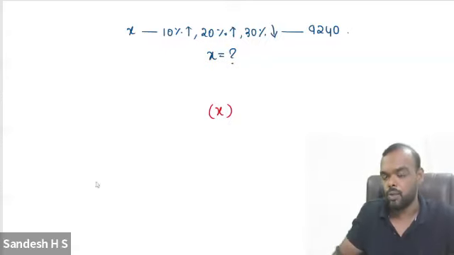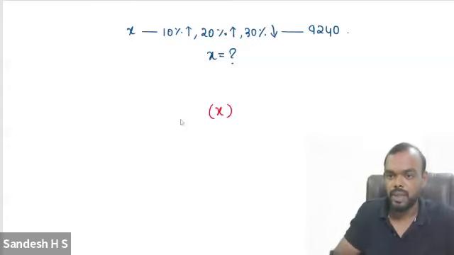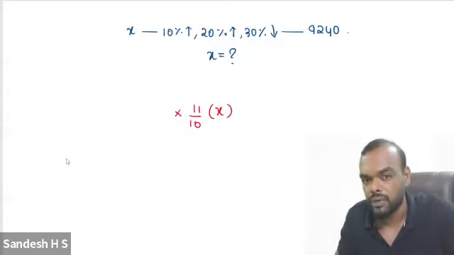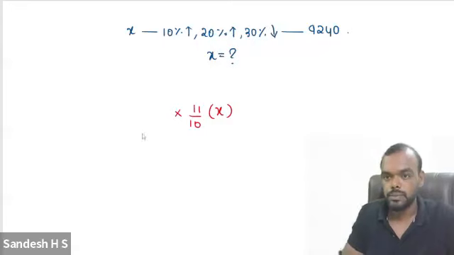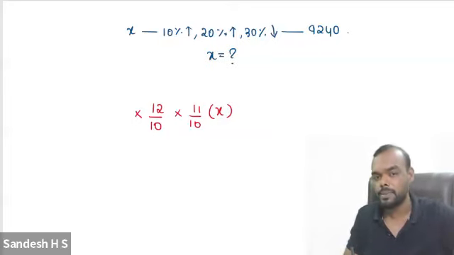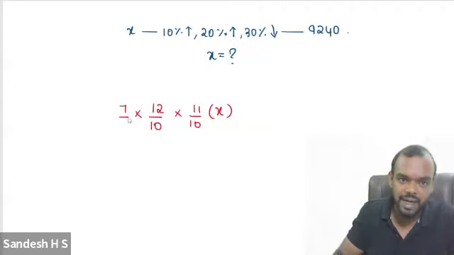Increased by 10%. What will you write? Quickly. Increased by 10%. Original population is X. 10% increase means 110%. 110 by 100 or 11 by 10 into. Increased by 20%. What will you write? 120%, which is nothing but 120 by 100 or 12 by 10. Decreased by 30%. Good. Decreased by 30% means it becomes 70%. I will write it as 7 by 10.